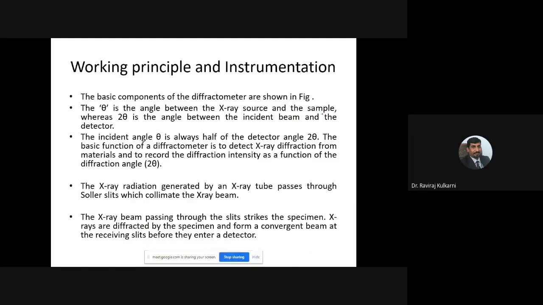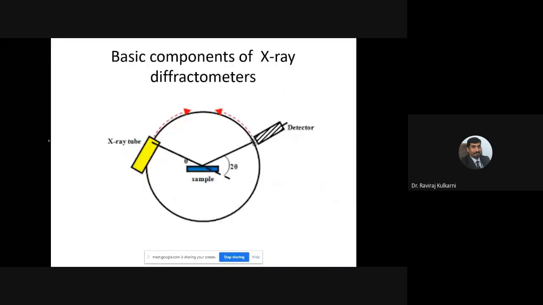Okay, so the basic components of the X-ray diffractometer are shown in this figure. You require an X-ray tube. The optics are not shown, but it contains all the optics to condition the X-rays. The beam makes an angle theta with respect to the sample holder, and 2 theta is the angle to the detector, the detector angle.